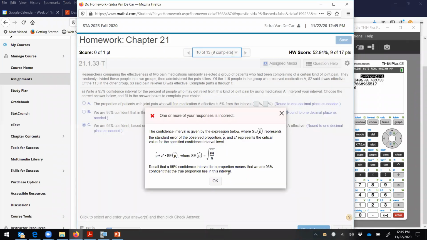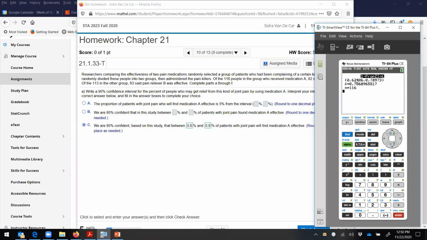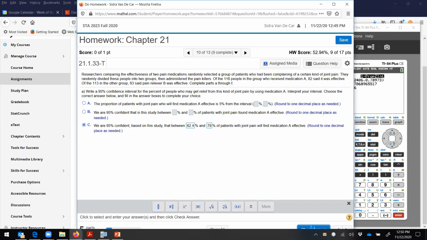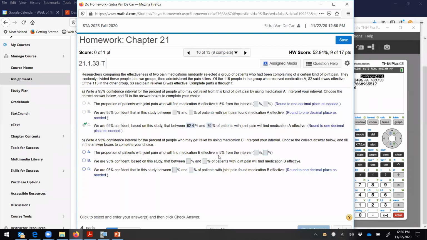So just, what? So I'd round to 1 decimal place. Oh, percentage. My gosh. Okay, 62.4%. I didn't catch the percent sign. And 78, so 79%. I just needed to move the decimal over 2 places and round to 1 decimal point.